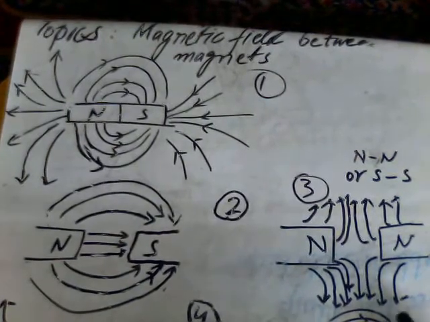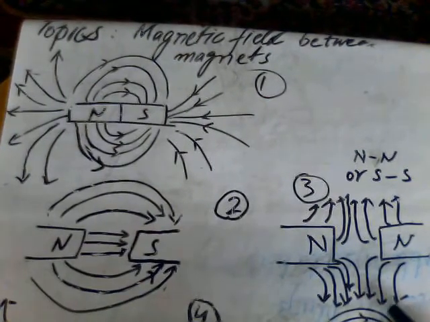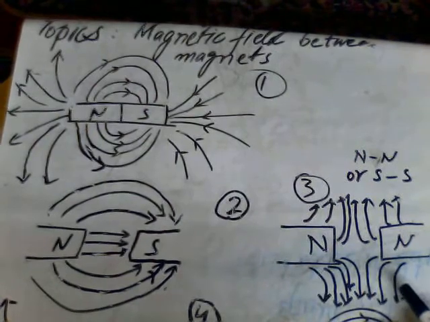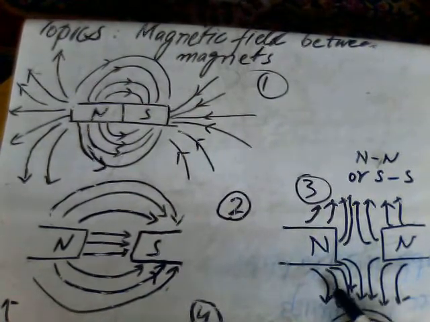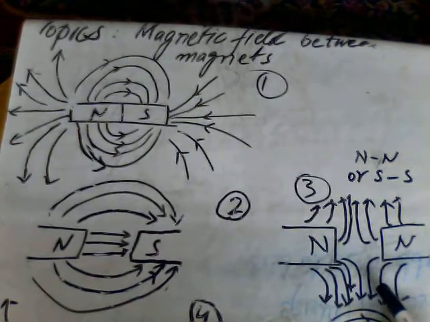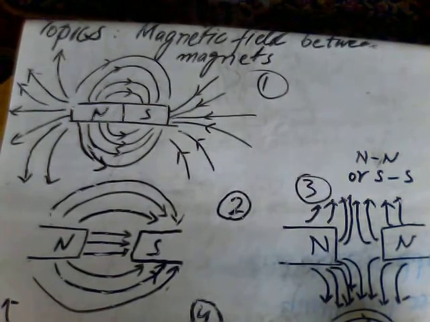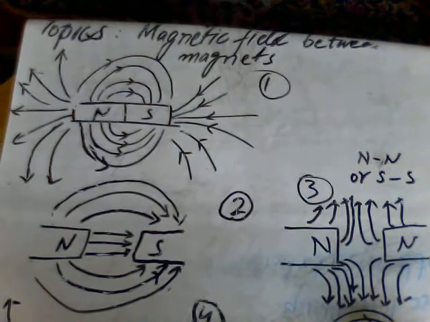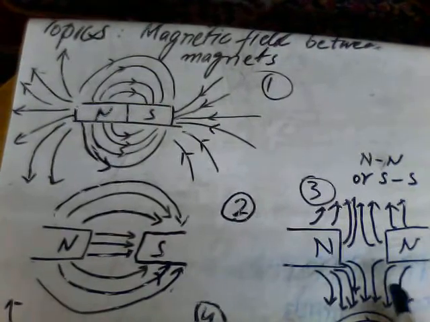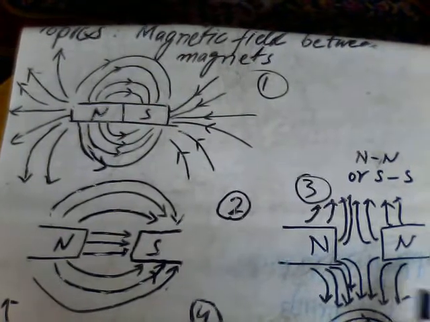Again, practically, you can take two magnets, place the north or south poles in front of each other, and sprinkle the iron filings, and you will find this type of magnetic field.